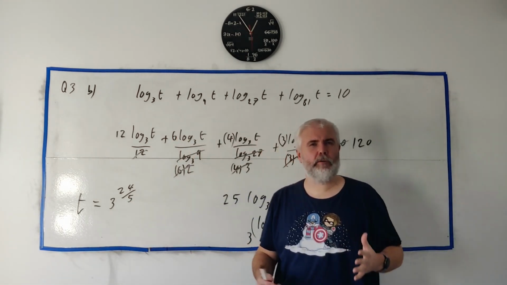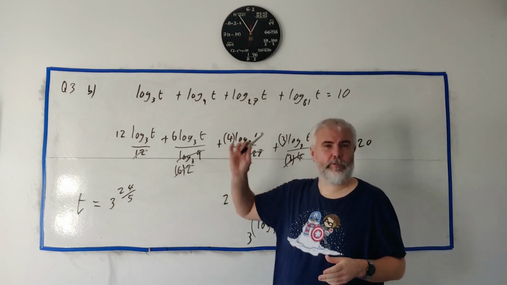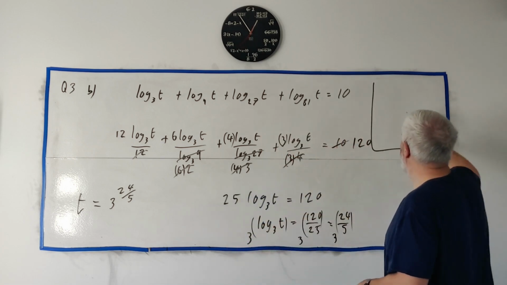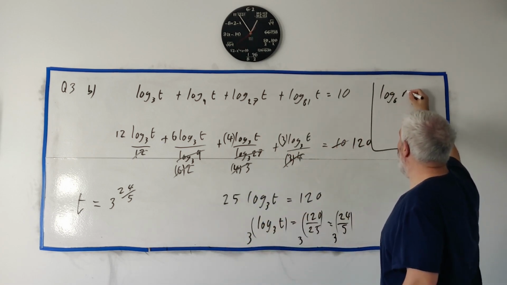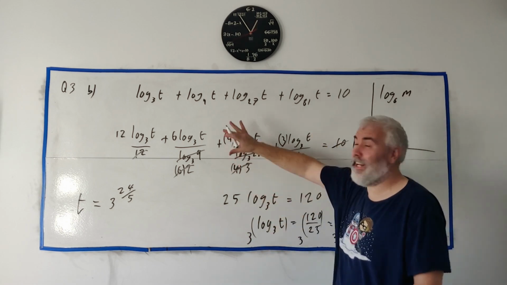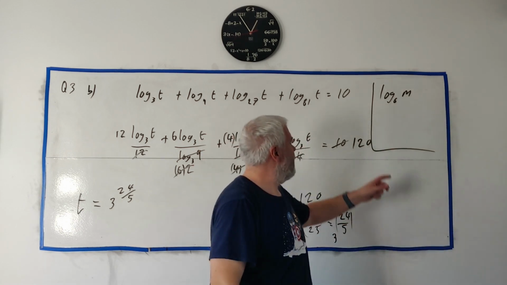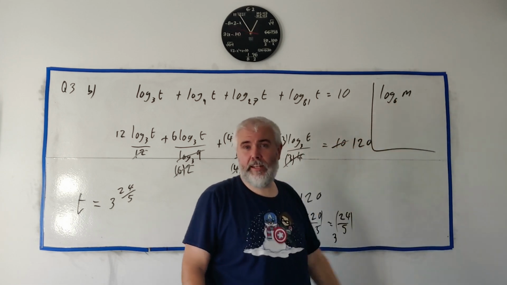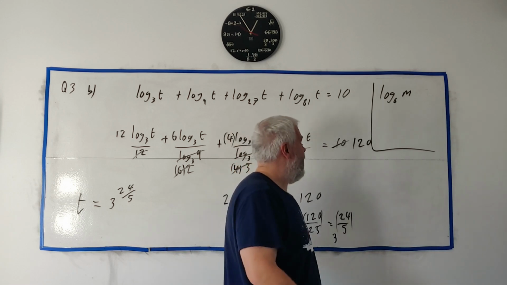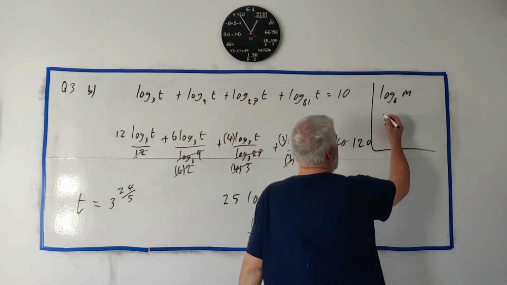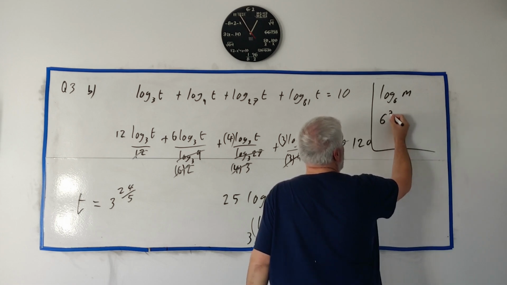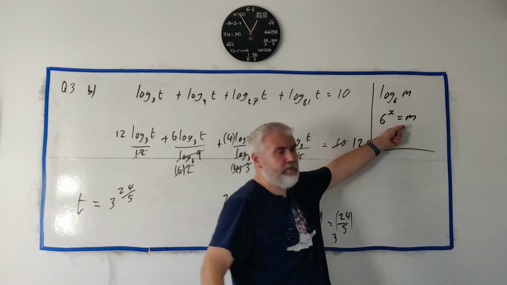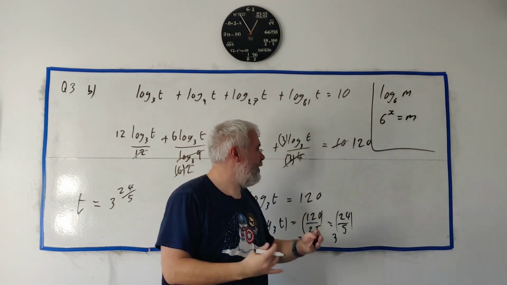Part C is actually quite an easy one to do, especially when there's logs up on the board. Explain what log to the base 6 of m means. Well, I already said it in part B. That means 6 to the power of what is equal to m. And that's how you would say that in English, or you could probably write 6 to the power of what, or x, I'd usually put in, is equal to m.